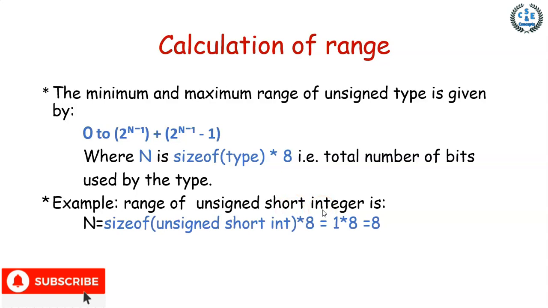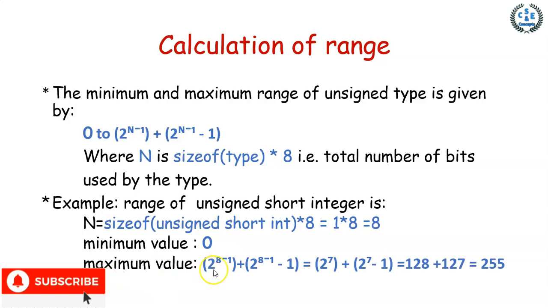So let's calculate the range of unsigned short integer. So unsigned short integer uses 1 byte of memory. So value of n will be 1 into 8, 8. Minimum value is 0 and maximum value is calculated as 2 power 8 minus 1 plus 2 power 8 minus 1 minus 1. It is 128 plus 127, 255. So minimum value is 0, maximum value is 255.